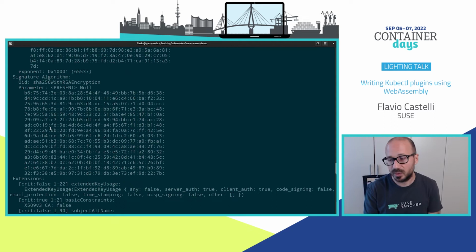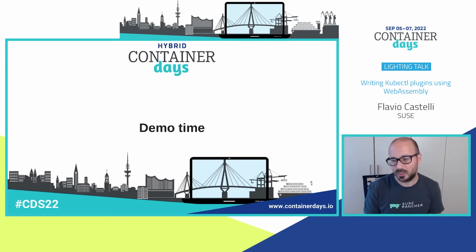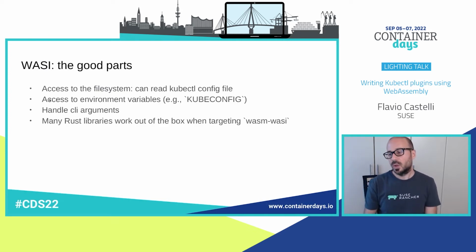So this is a WebAssembly module that is actually doing something concrete, something that can be useful. It's not just a hello world, this is why I did that. So let's go back and let's take a look at what I learned along the way while working on this POC. So first of all, WASI, which is an extension of WebAssembly, is giving us a lot of really good things that we need. So we need to read stuff from the file system of the machine, like the kubectl configuration file, and WASI allows us to do that.